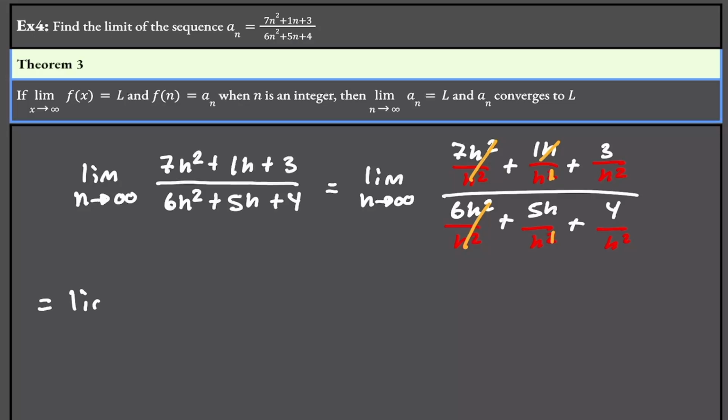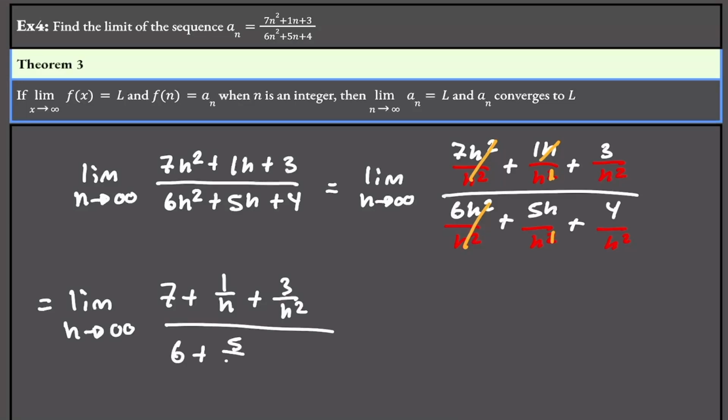So we can rewrite this as the limit as n approaches infinity of 7 plus 1 over n plus 3 over n squared all over 6 plus 5 divided by n plus 4 over n squared. And now we can evaluate our limit. So as we evaluate the limit as n approaches infinity, for 7, nothing happens, and nothing happens for 6 as well, since they're just constants. But as we look at 1 over n, so 1 divided by a very large number, that tends to 0. And it's something similar for this on here as well.